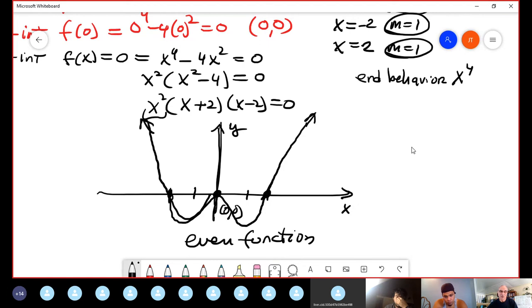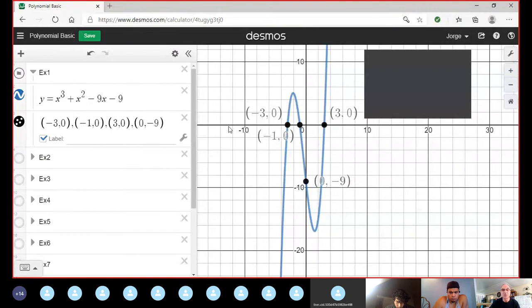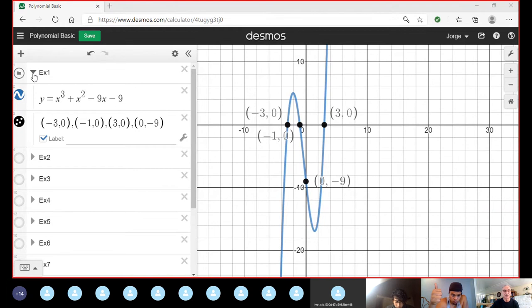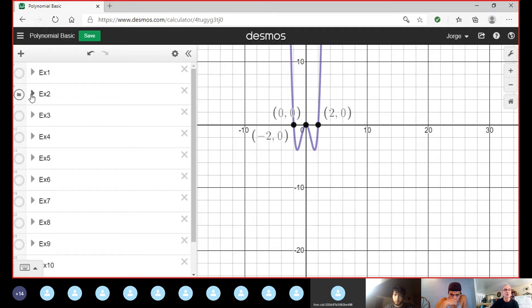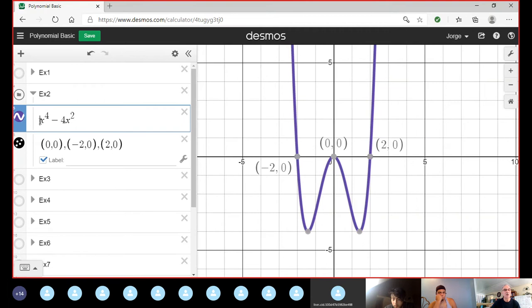Well, let me verify my analysis using Desmos. Let me go back to Desmos. Got it. Do you see Desmos again? Well, obviously, this is example one. Let me see example two. Look at that, example two. We zoom to see more clearly. This is the polynomial. If you want, you put y equal here. I like to put y, and this is the graph.